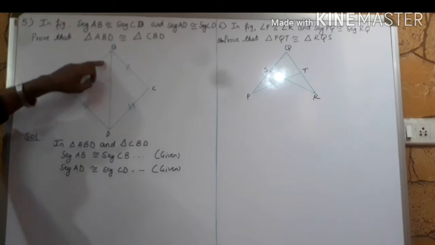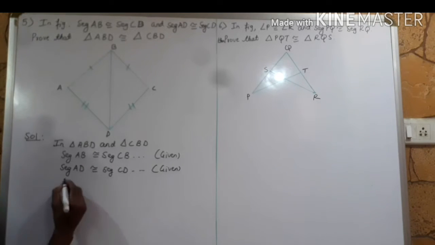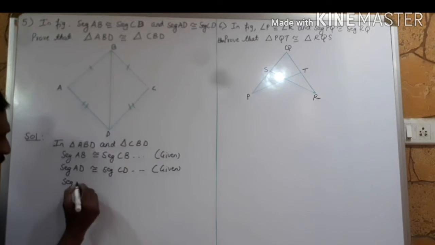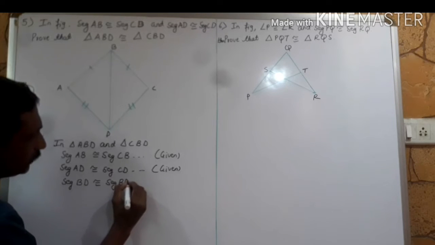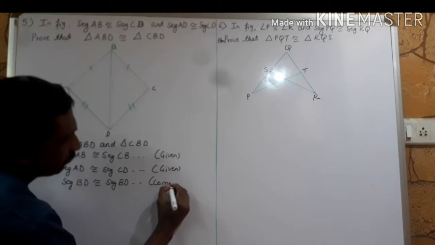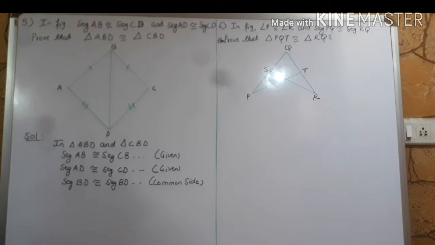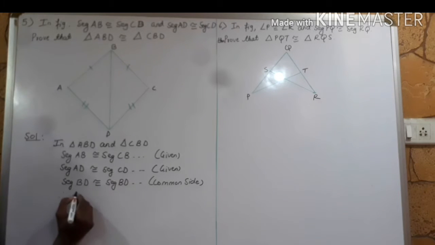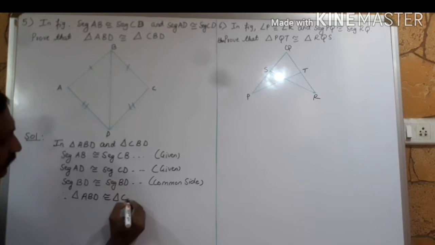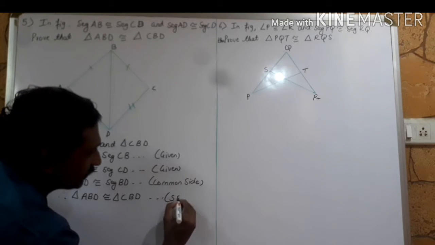Now let's see. Segment BD congruent to itself. Why? Because it is a common side. Segment BD congruent to segment BD, common side. Now we got all sides congruent. Therefore, triangle ABD congruent to triangle CBD. By which test? SSS test.